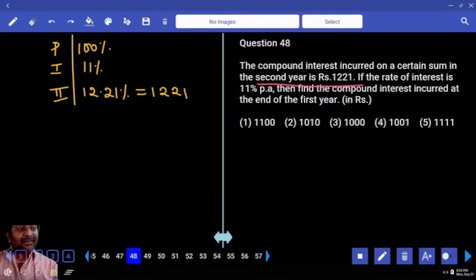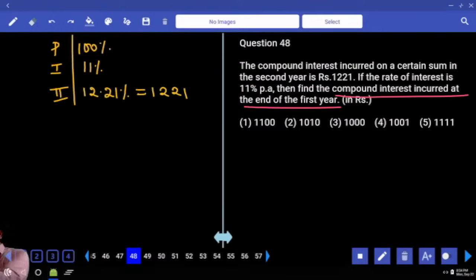They said compound interest in the second year. Clearly it is said compound interest in the second year, not for 2 years. For 2 years and in the second year, both are completely different. Agreed or not? For 2 years means first year and second year both included, put together. In the second year is only the second year value. 12.21% is given. Now the question is compound interest at the end of the first year. That means first year interest only, which is equal to 11%.